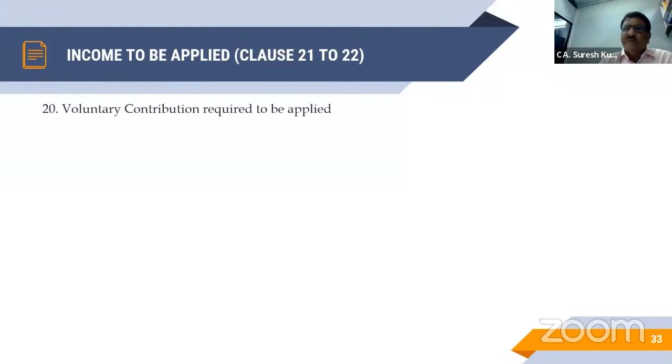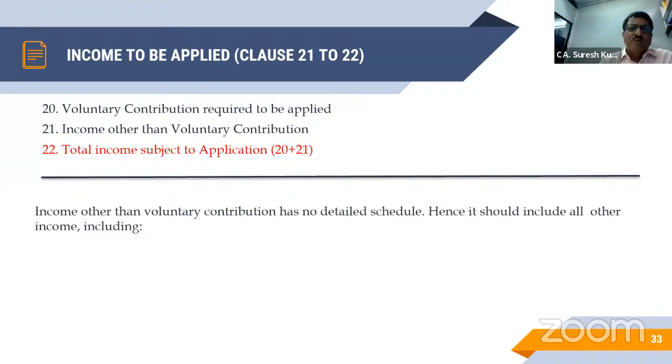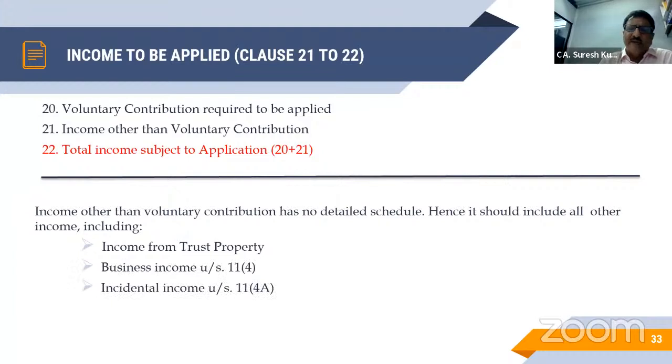Now, the voluntary contribution we have derived from the last schedule. Now they are saying income other than voluntary contribution. And they are not asking for any details, meaning income from trust property, income from profits and gains from business, whether under 11(4A) or 11(4) business, everything will come clubbed together without any bifurcation. And then the total income becomes 20 plus 21, total income subject to application. So I understand schedule AI in the ITR should be referred to, so as to get an idea what all should be included in the income other than voluntary contribution.